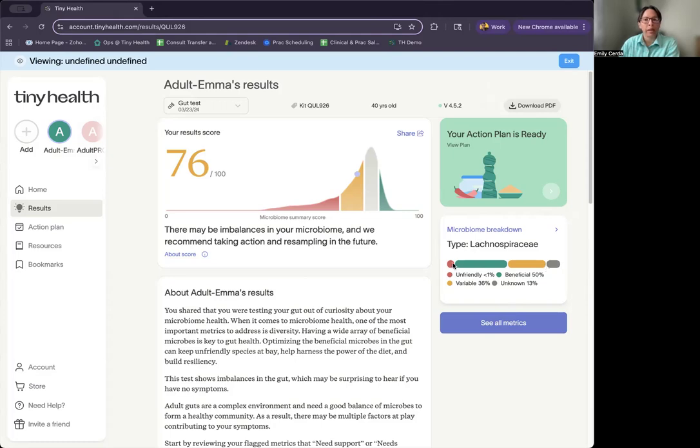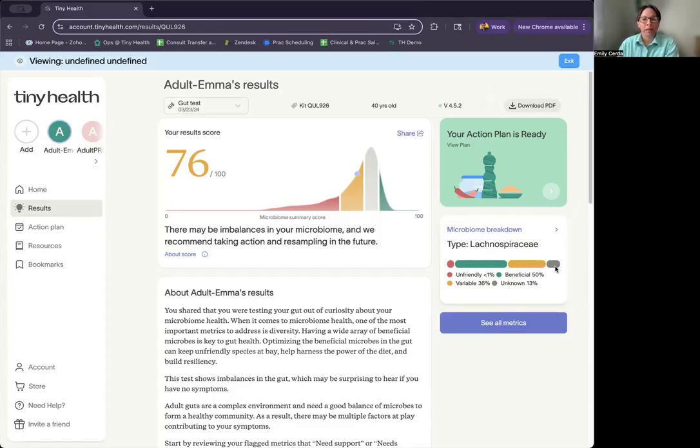And this individual has less than 1% unfriendly microbes, 50% beneficial, the green. Variable is at 36%. Those variables are like commensals. They are necessary for our microbiome function at low levels. They're the ones that can get overabundant occasionally, and when they do, they're no longer friendly for us. So that's why we call them variable. They're friendly sometimes at the right level, and then not if they're not.